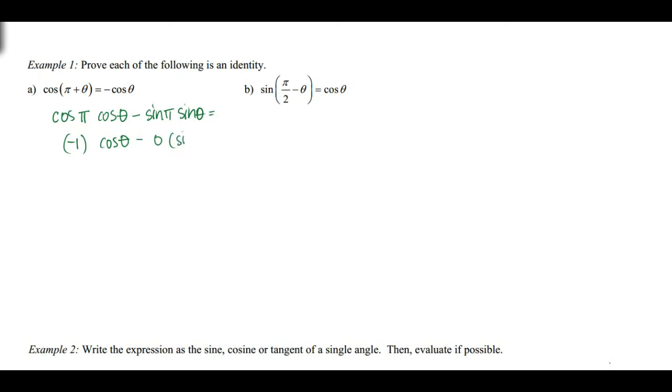Well, then I guess it doesn't really matter because it's gone. And so that means we have negative cosine of theta. And hey, that's what we were trying to prove. 1 for 1 and feeling good. All right, let's try the next one.